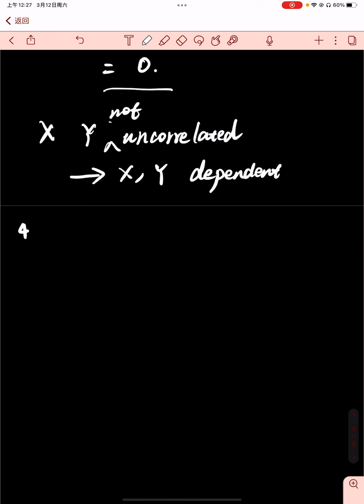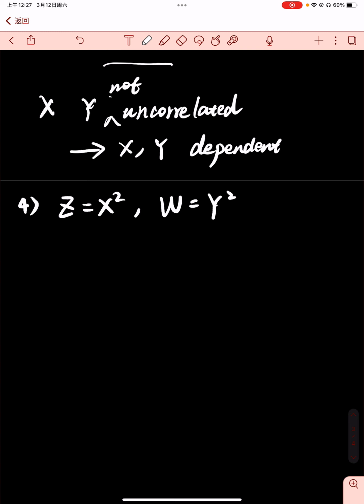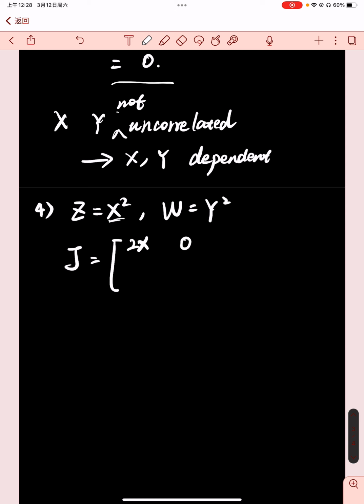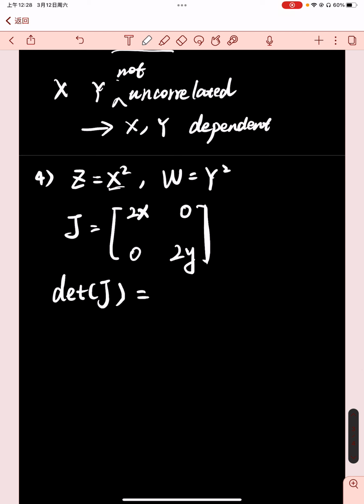For the fourth part, we suppose the new random variables Z equals x squared and W equals y squared. Then the Jacobian matrix for Z and W has partial derivatives 2x and 0, and 0 and 2y. We need its determinant: 2x times 2y minus 0 times 0, which is 4xy.